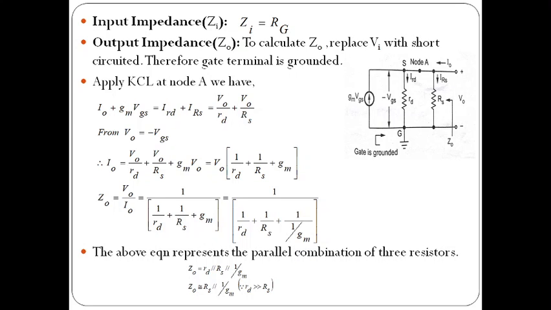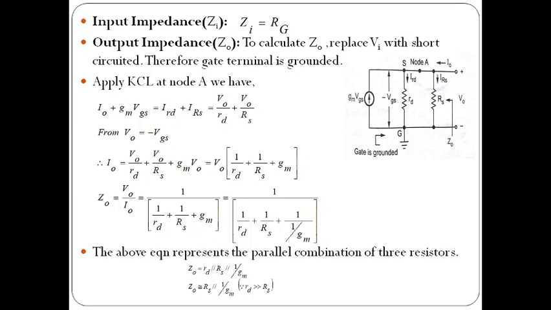By taking V0 common, we can write 1 by RD plus 1 by RS plus gm. We know the output impedance equals V0 by I0. So Z0 equals V0 by I0, which equals 1 by (1 by RD plus 1 by RS plus gm). So we can write it as 1 by (1 by RD plus 1 by RS plus 1 by (1 by gm)).